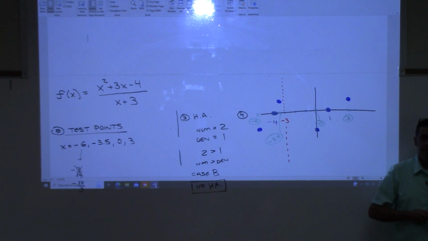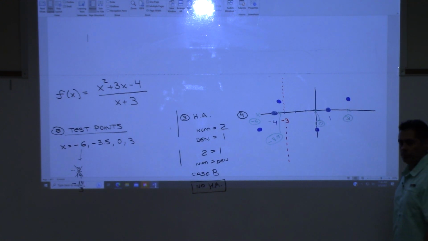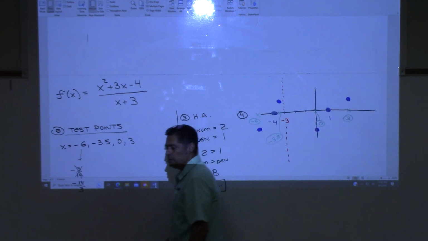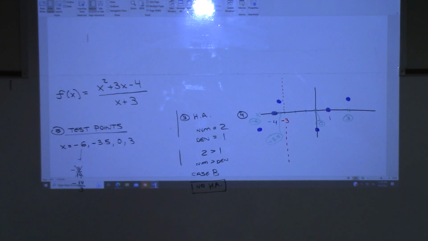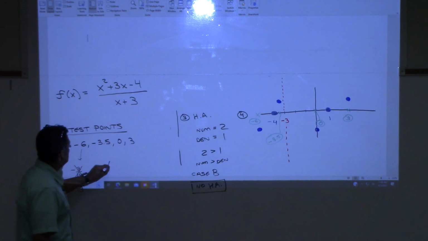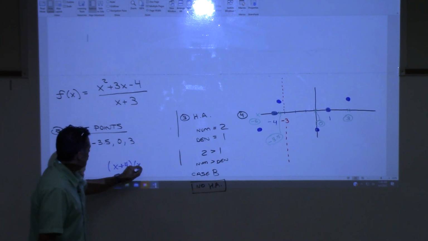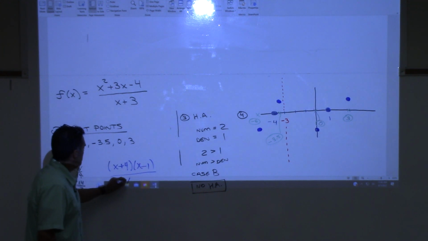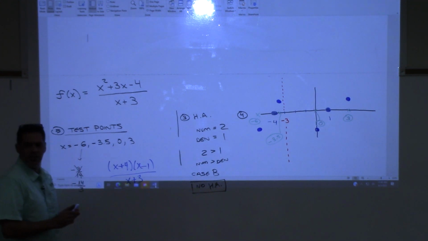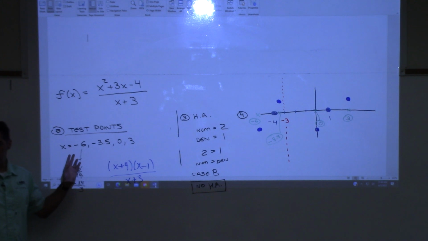There it is. Yes? So before, we had taken the quadratic and factored it. When we plugged it in, that would still be a yes, even if it's in your factored form. What you would be doing is doing this: x plus 4, x minus 1, over x plus 3. And then you start plugging your numbers in, if you're doing the short way.